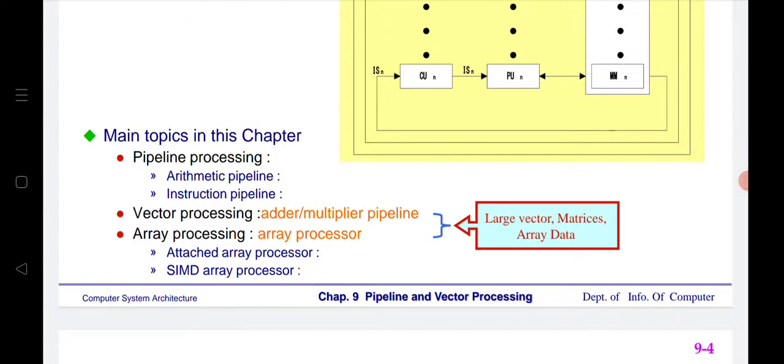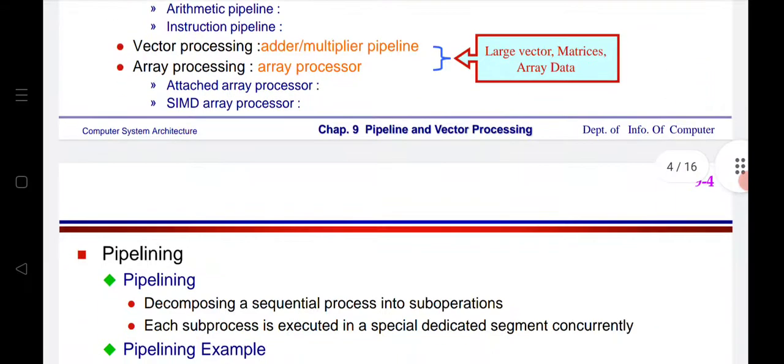Let us concentrate on our main concept over here: pipelining processes, arithmetic pipelining and instruction pipelining, vector processing and array processing. If I am going with vector processing, I am going to have adder and multiplier pipelining. If you are going with array processing, we are going to have an array processor, attached array processor, and SIMD array processor.